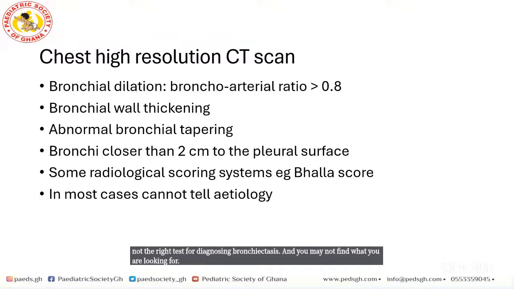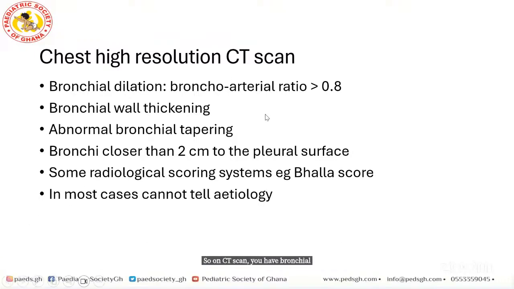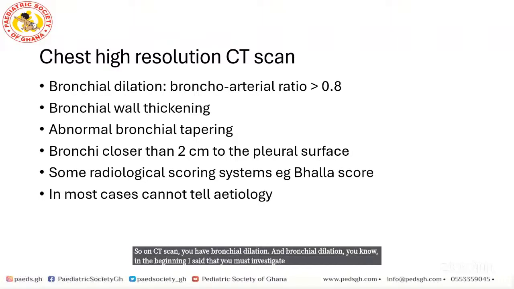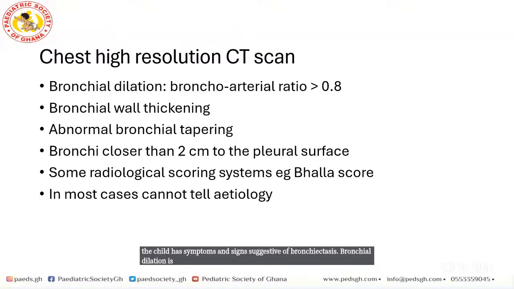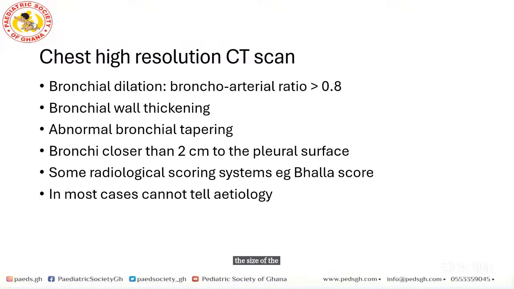So on CT scan, you have bronchial dilation. And, you know, in the beginning, I said that you must investigate only in the context that the child has symptoms and signs suggestive of bronchiectasis, okay? Bronchial dilation is the size of the bronchi in relation to the accompanying arteriole. So it's a broncho-arterial ratio. In bronchiectasis, you divide the inner diameter of the airway over the outer diameter of the arteriole, and you have a ratio of more than 0.8 to show that it is dilated.